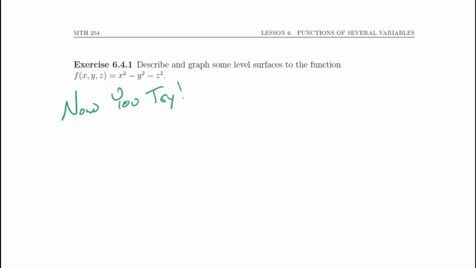Give this a shot. Really try, I mean, you're going to use GeoGebra to graph these level surfaces, but do some of this work by hand, get some of it sketched out on this page, and then come back and take a look at my solution. I'll show you what I've done to hash all of this out.